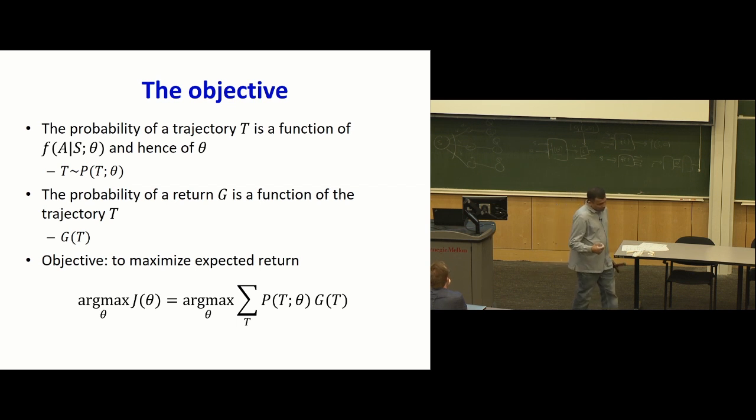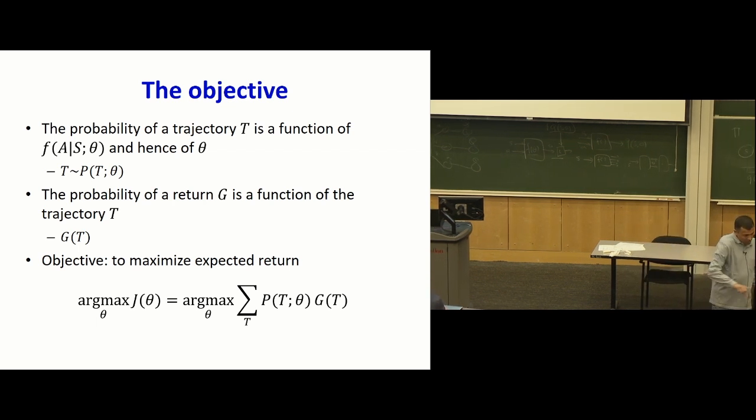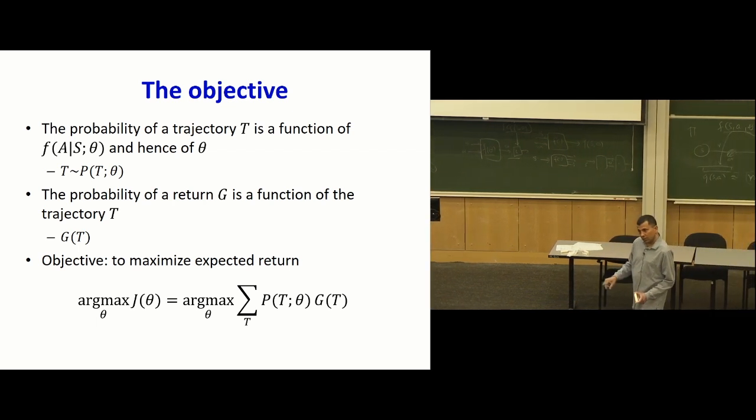Now the return, not the probability of a return. So the return for any particular trajectory is just a function of the trajectory. If at any state you took an action, you got a reward. This had nothing to do with the theta itself. If I give you the states and the actions, you get a reward. So the return itself is just a function of the trajectory. It's not a function of the parameter.